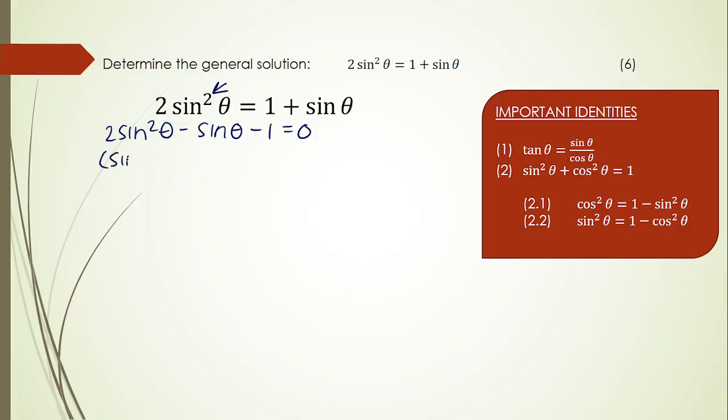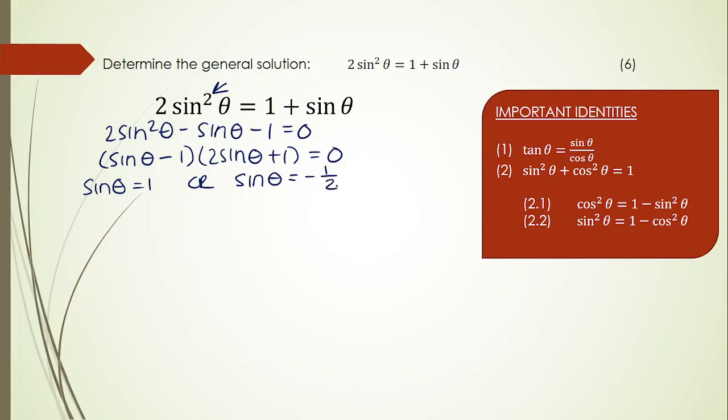So sine theta minus 1 times 2 sine theta plus 1. Break it up over the times. I'm just going to solve for them in the same breath, which just makes my life easier. All of these are valid because they are between 1 and minus 1.